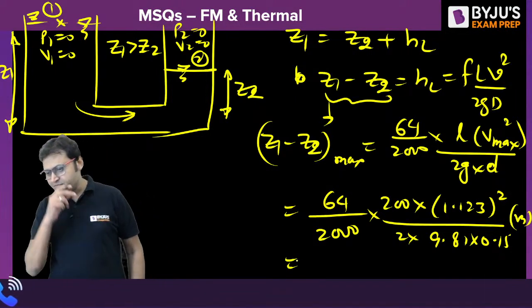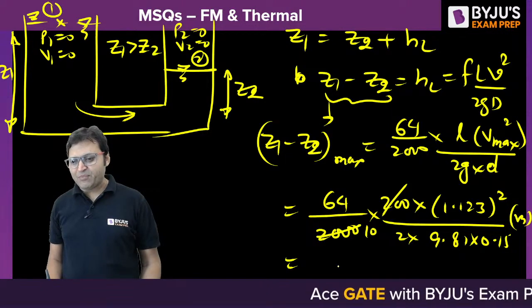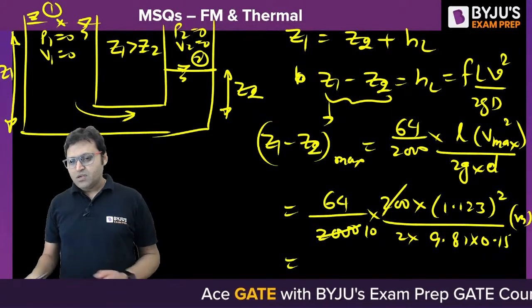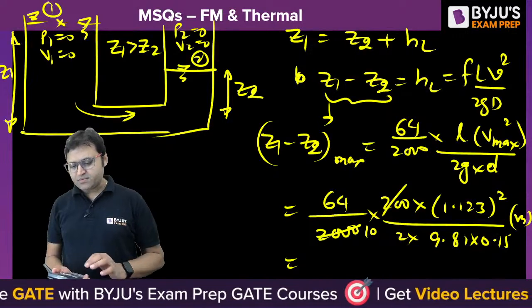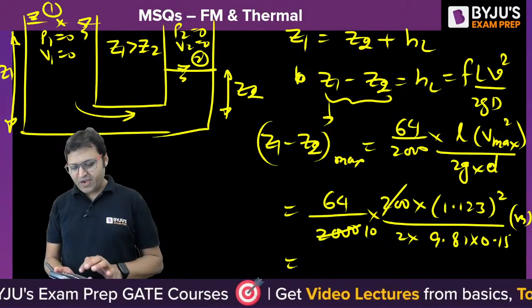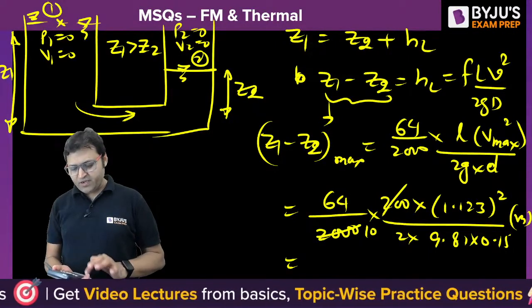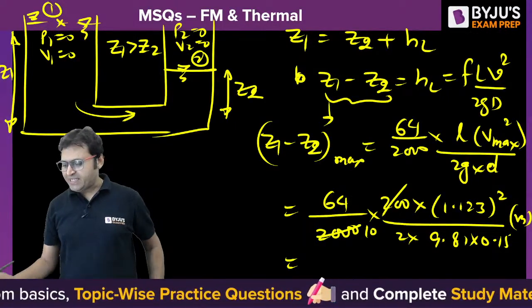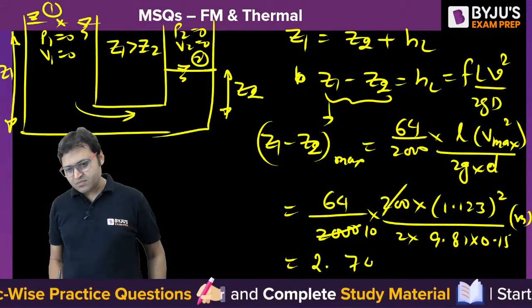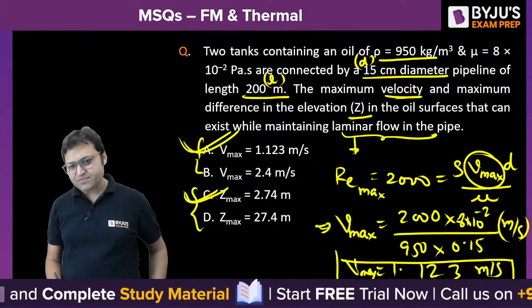Can you find out the answer? Can you solve it? This 200 divided by 2000 will become 10. So can you solve it? 64 into 1.123 square divided by 20 into 9.81 into 0.15, 2.7425, isn't it? 2.74. C is the answer.